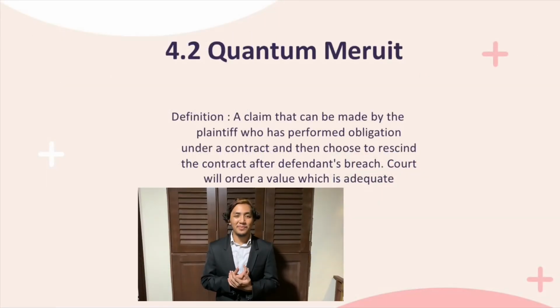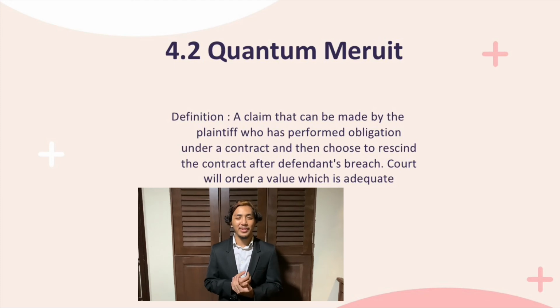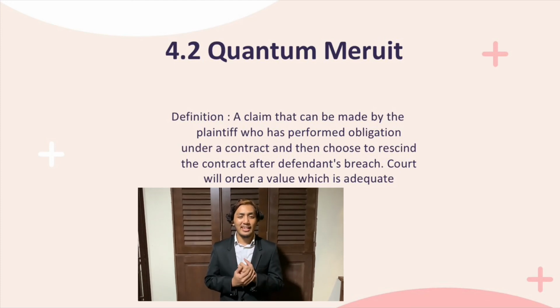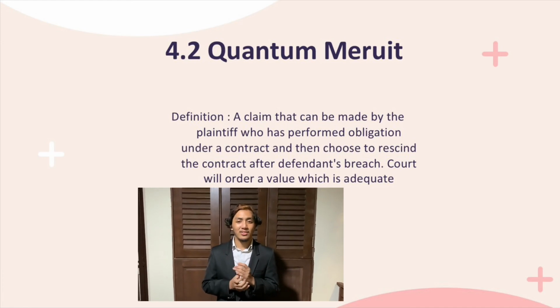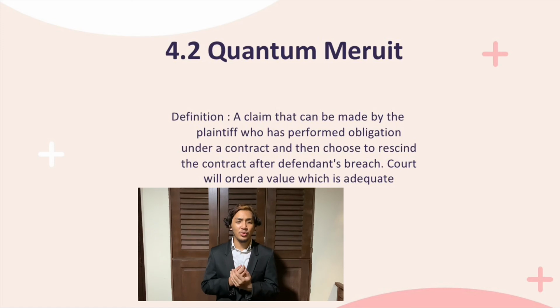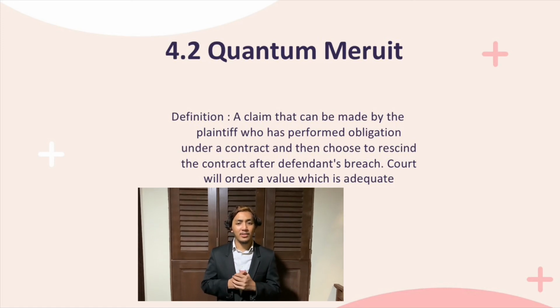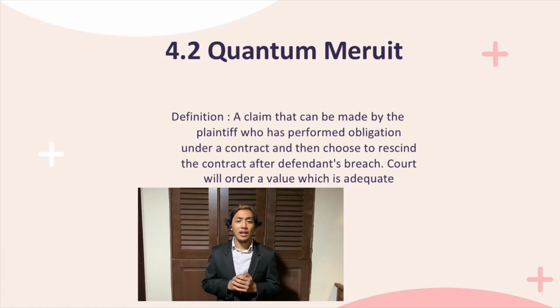Next, I will explain about quantum meruit. Quantum meruit is a claim that can be made by the plaintiff who has performed obligations under a contract and then chooses to rescind the contract after the defendant's breach. The court will order a value which is adequate.